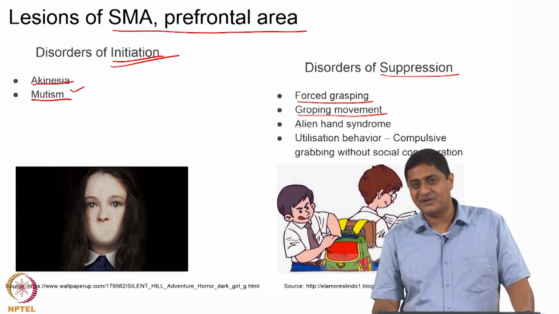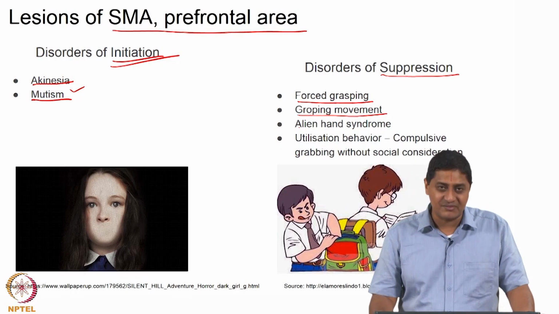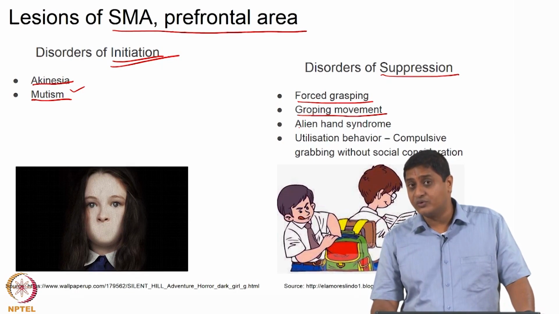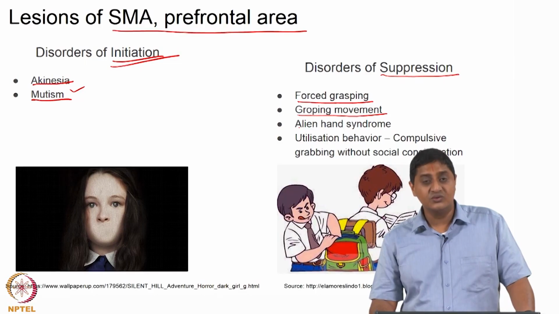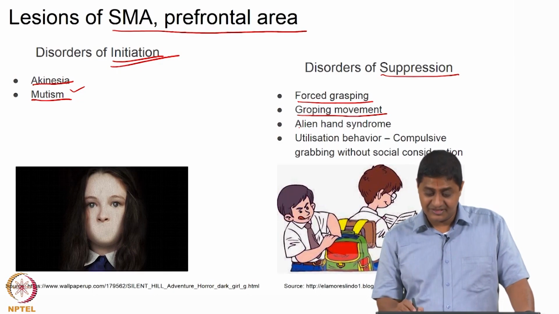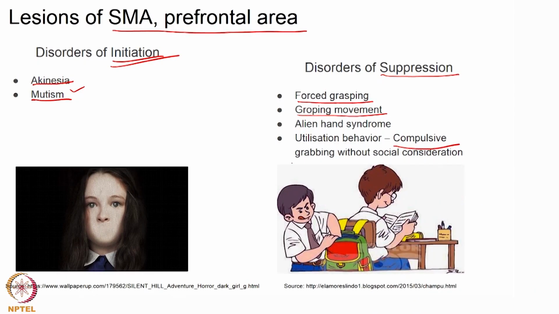Let us say that somebody's pen is kept on his table and you go there, but you have this habit of picking up pens wherever you see it, say for example. Then what happens is that even though everybody knows that it is socially inappropriate to take someone's pen and put it in your pocket, turns out that some of these individuals who had lesions to the supplementary motor area will actually do this in a compulsive manner, right. Compulsive grabbing without social consideration.